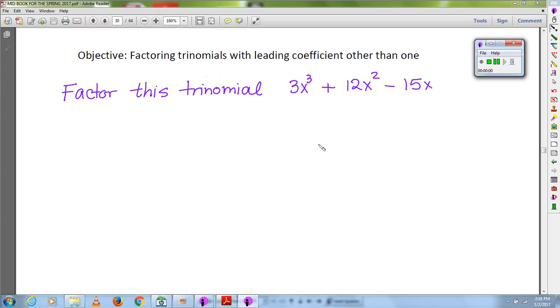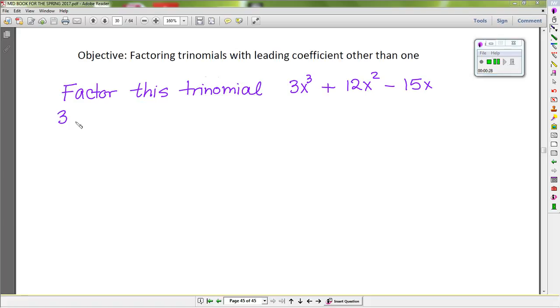In this video, we are going to factor this trinomial: 3x to the power 3 plus 12x squared minus 15x. First of all, let's see what they have as the greatest common factor. So I'm going to list it out. The 3x to the power 3 is 3 times x times x times x, and the 12x squared, I'm going to factor this out.